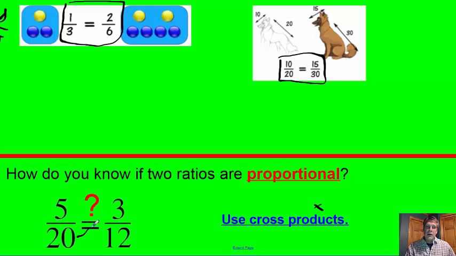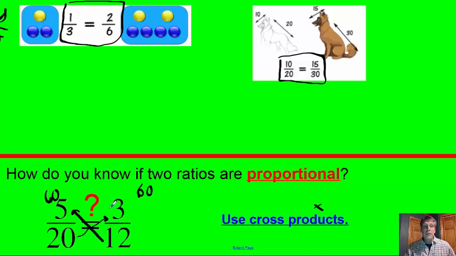So to check it out, I'm going to take 20 times 3, and I'm going to take 12 times 5 right here. So 20 times 3, that's 60. And then 12 times 5 is also 60. So if those two are equal, then these two ratios are equal. And if I have two equal ratios, it's called proportional. Okay, so yes, this is a proportion, two equal ratios.